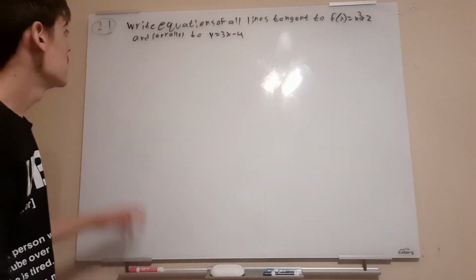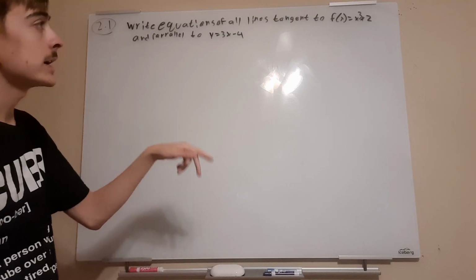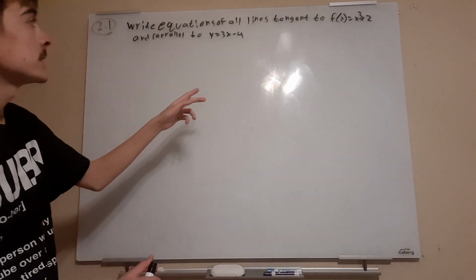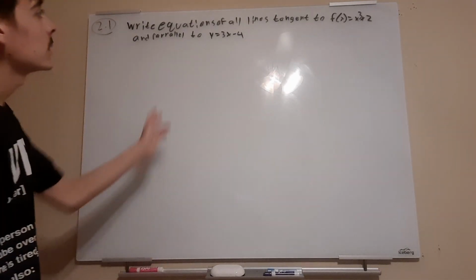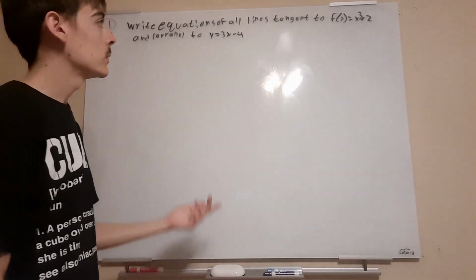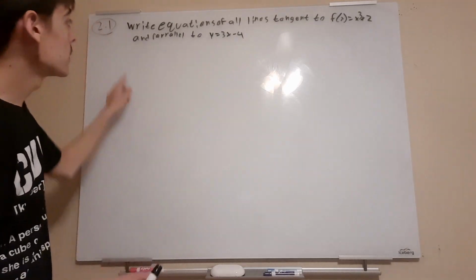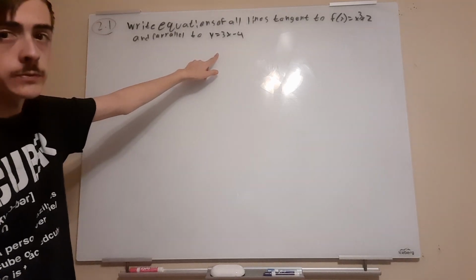Okay, here's the next one. Write equations of all lines tangent to f of x equals x cubed plus 2 and parallel to y equals 3x minus 4. So what we first want to notice is that we're going to write tangent lines to this function here. But we're not given any x values, and we're not given any slope. However, we're also given this information. The lines have to be parallel to y equals 3x minus 4.